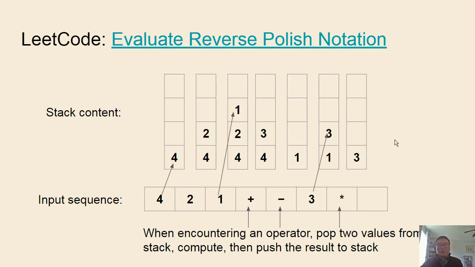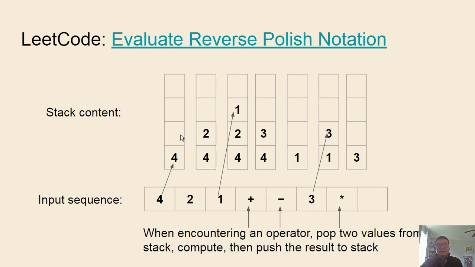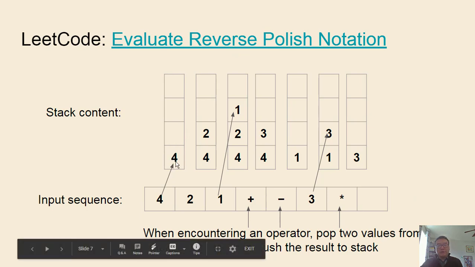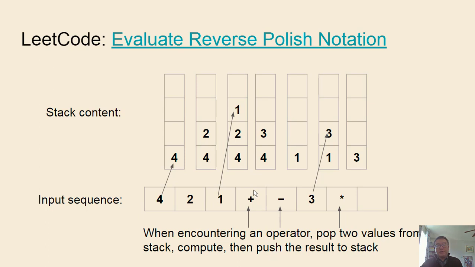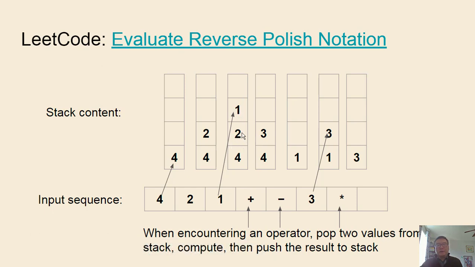One way to evaluate this sequence is to use a stack. Whenever we see a number, we push it onto the stack. So we see 4, we push it here. We see 2, we push it here. We see 1, we push it here. And then whenever we see an operation, here plus, we pop the 2 elements from the stack, in this case 2 and 1, and then we compute the result, so 2 plus 1 is 3, and then we push the number back.